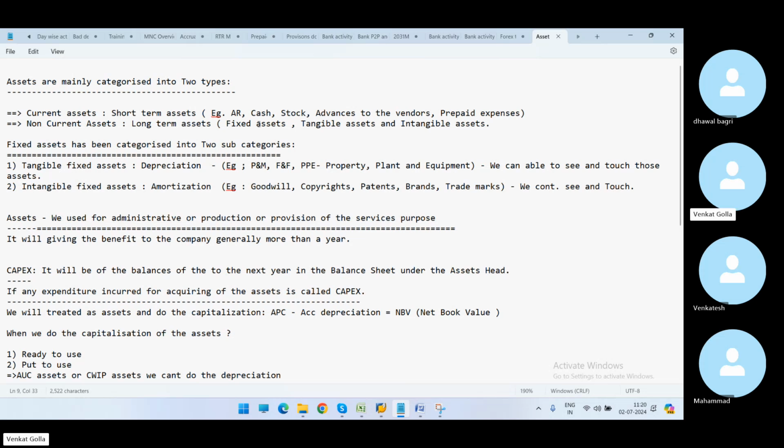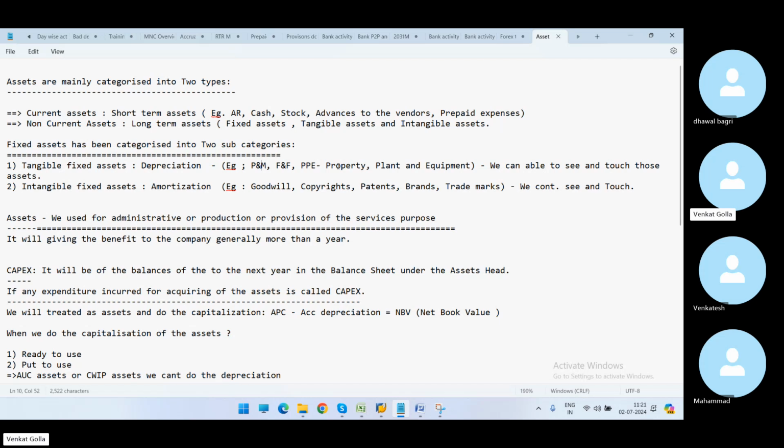So what is the meaning of tangible assets? What are intangible assets? How can we identify whether an asset is tangible or intangible? Assets are basically categorized into two categories: one is tangible assets, another is intangible assets. Tangible assets are assets we can touch. Popular examples are plant and machinery, furniture, property, plant and equipment, cars, vehicles, any laptop or any kind of equipment, any land and building, any machinery. These all come under tangible fixed assets.